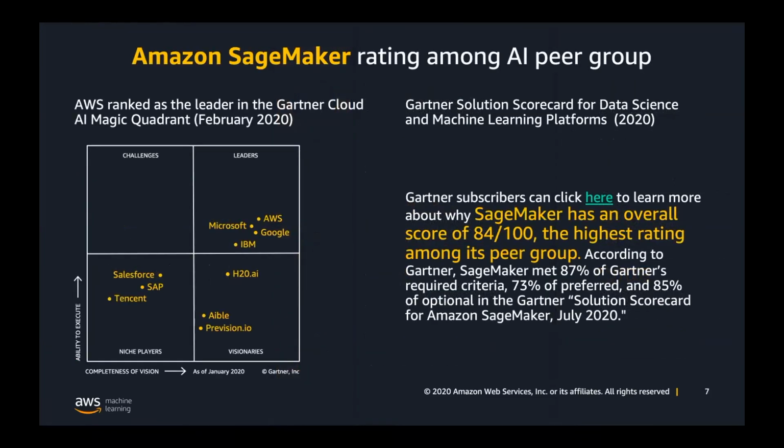A quick callout that Gartner has released its 2020 solution scoreboard for Amazon SageMaker. According to Gartner, SageMaker has an overall score of 84 out of 100, the highest rating among our peer groups. AWS was also the overall leader in Gartner's Cloud AI Developer Service Magic Quadrant from, I think, February, on both angles, vision and ability to execute.